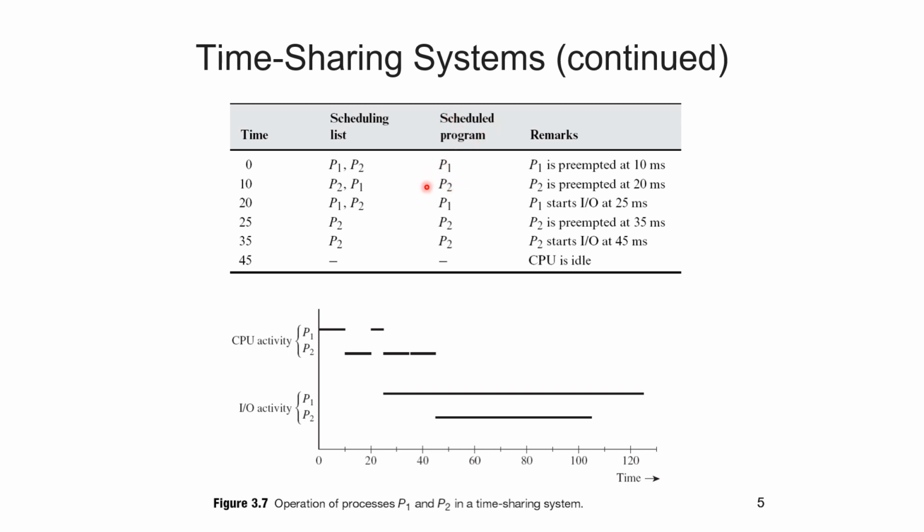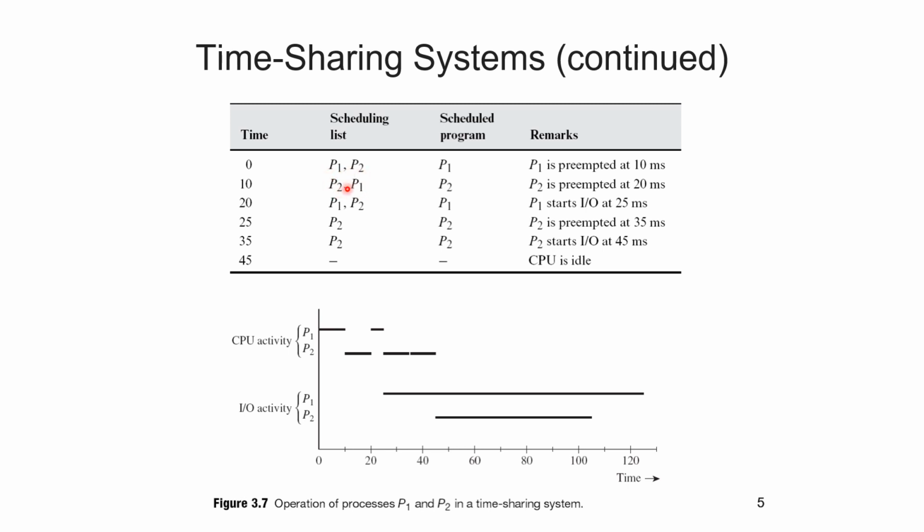So the scheduled program is P1, and the remark is that P1 is preempted at 10 milliseconds, because the time slice which is given is 10 milliseconds. Once the 10 milliseconds is completed, it is removed from the CPU and again put back to the queue. Initially at the time T0, P1 is selected for scheduling, so I have in the queue only P2. So P2 will be at the head of the queue. Again P1 is preempted, so it is also added to the queue.